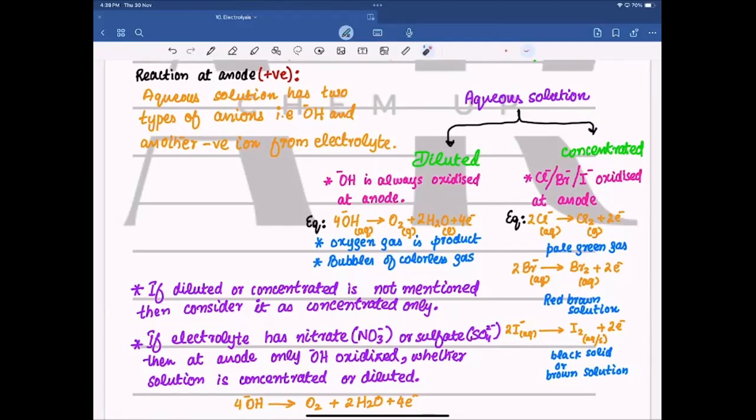Is this clear? Okay. Now, in a diluted solution, remember, if it is written diluted solution, no matter what anions are present from the electrolyte, only the anion from water, that is hydroxide, is going to oxidize, forming oxygen and water and losing 4 electrons. It doesn't matter whatever the anion from the electrolyte is when the solution is diluted. So only this reaction would occur at the anode. Is this point clear?